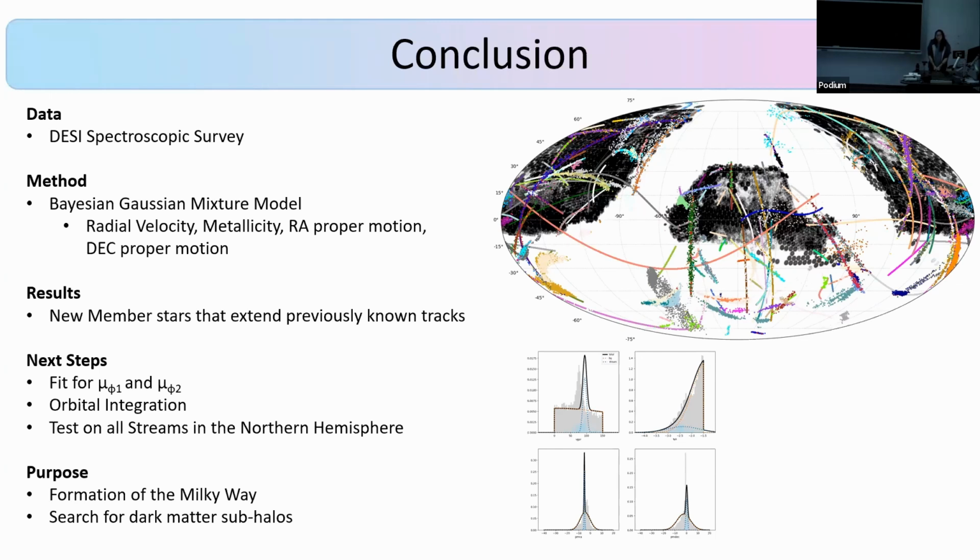Could some of these be captured galaxies as opposed to a body of stars? Definitely, they can be dwarf galaxies.